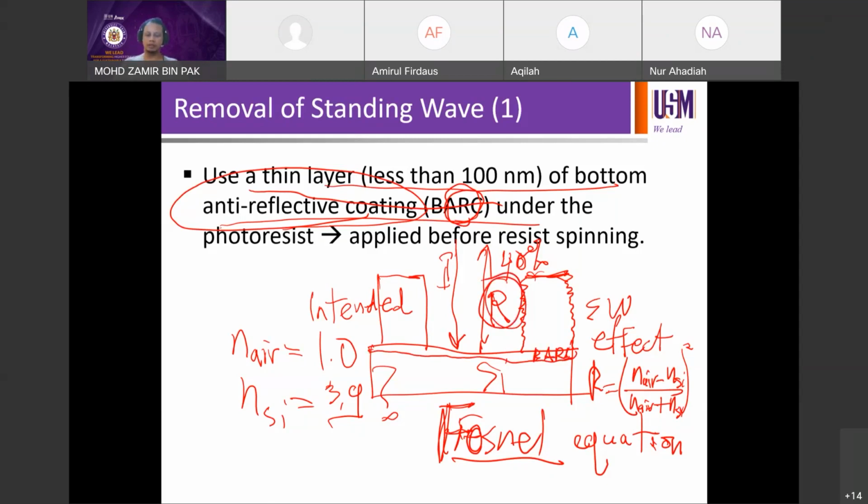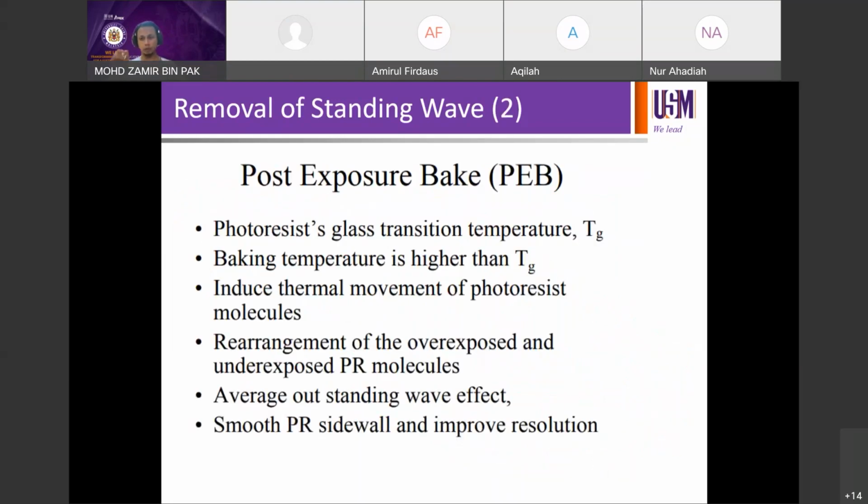So when this reflection is suppressed, your standing wave is suppressed as well. Instead of getting these vertical ridges, you will get a cleaner version of the pattern, or much lesser ridges. Before the resist spinning, apply the BARC layer first, typically about 100 nanometer or so. It's also spin coated. Dispense like resist, but it is BARC instead of resist. Spin, bake, then go to the resist, spin, soft bake. Okay, so that's one way, BARC.